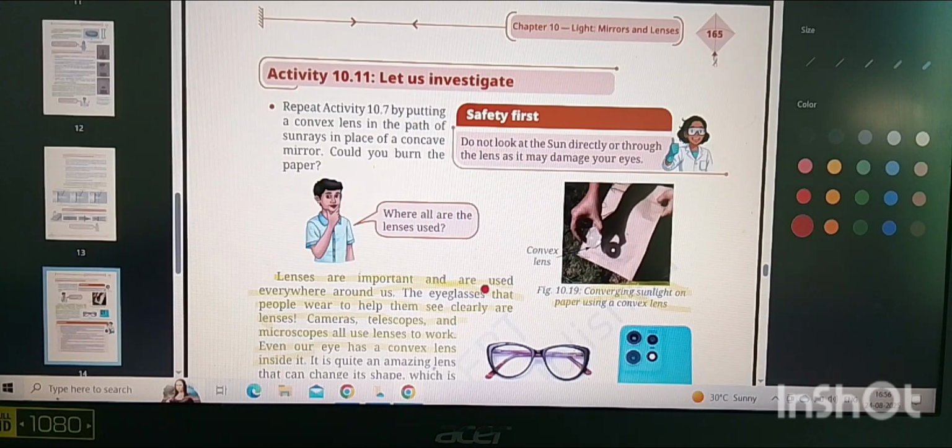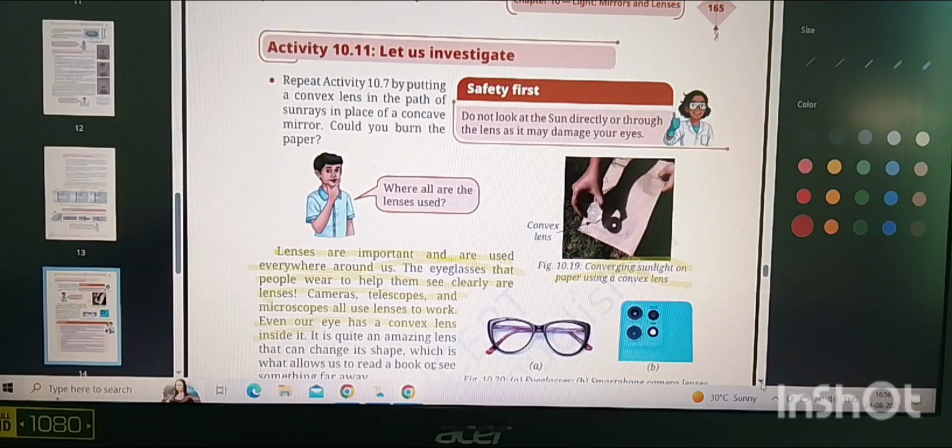Lenses are important and are used everywhere around us. We know that eyeglasses, here you can see the spectacles used, as well as the mobile camera lenses or telescope, etc. are made using lenses. So even our human eye actually has a convex lens.